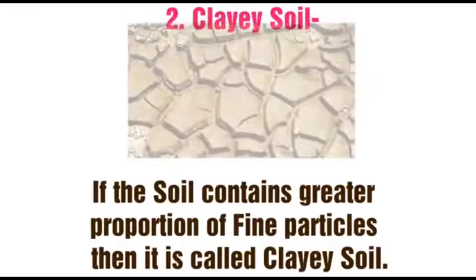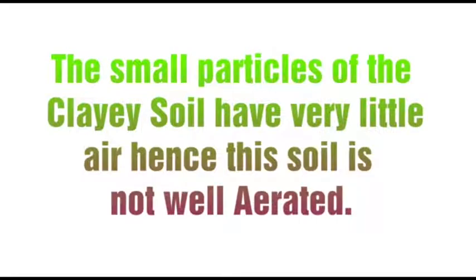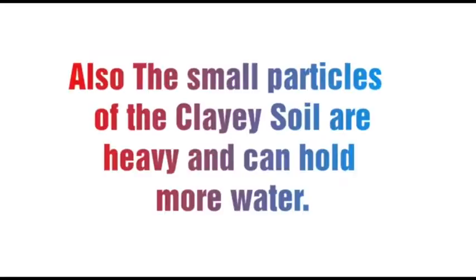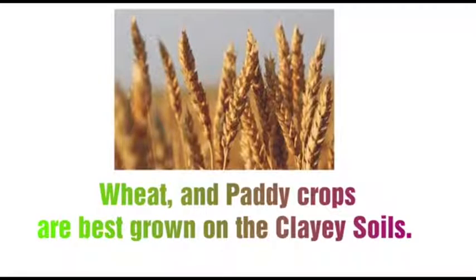Next, about clayey soil. If the soil contains a greater proportion of fine particles, then it is called clayey soil. The small particles of clayey soil have very little air, hence this soil is not well aerated. Also, the small particles of clayey soil are heavy and can hold more water. Wheat and paddy crops are best grown on clayey soil.